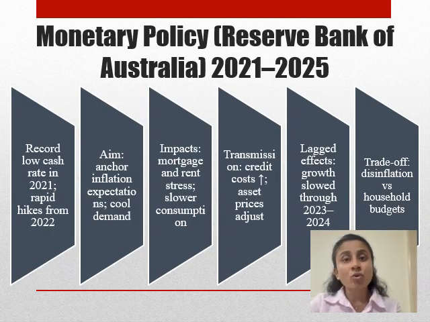The Reserve Bank of Australia initially cut the cash rate to 0.1% in 2021 to stimulate the economy. As inflation accelerated, the RBA raised rates aggressively to about 4.35% by 2024. The goal was to anchor inflation expectations and cool aggregate demand. While this policy helped slow price growth, it also increased mortgage and rent stress, highlighting the distributional cost of monetary tightening.